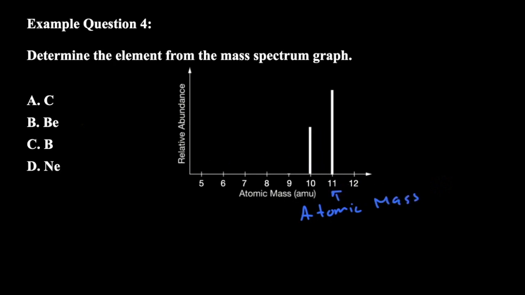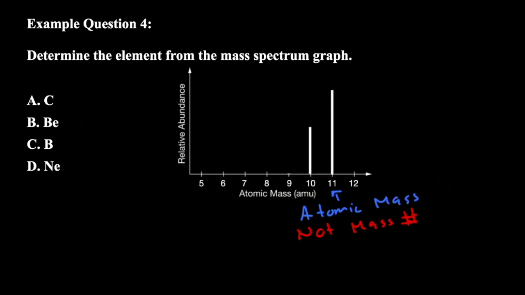A common mistake is students will confuse this number right here with the mass number, and this is not the mass number. The mass number is the number of protons plus the number of neutrons, and this is telling you the atomic mass, kind of like you can think of that as the weight of the particular isotope. And so what we want to do is go to a periodic table and look and see what atomic mass, the average atomic mass, is between 11 and 10.